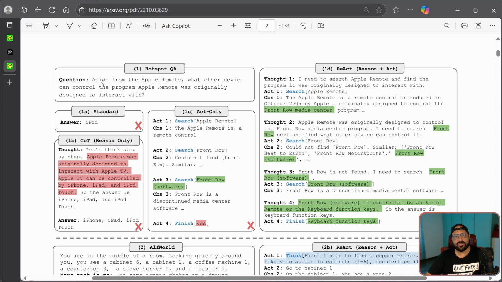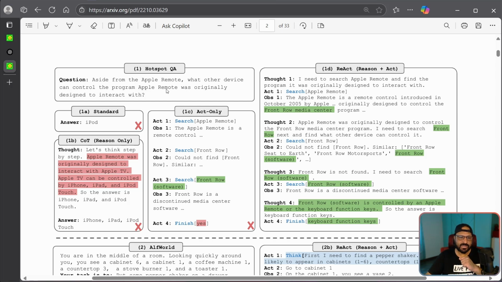So the first question they asked is, aside from Apple Remote, what other device can control the program Apple Remote was originally designed to interact with? Now, this is not a straightforward question. Basically, they are saying Apple Remote was designed to control a device, and they are not giving the name of the device. Then they are asking what other device can control this program for which Apple Remote was designed. So it's a kind of indirect question.